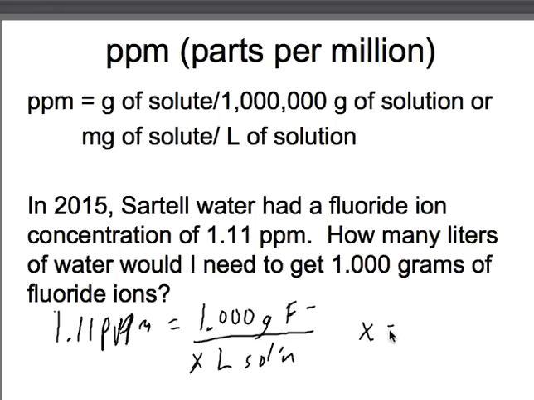If I want to figure out what x is, I'm going to have to multiply both sides by x. Let's just do that algebra real quick. Multiply both sides by x. And then if I want to get the x by itself, I'm going to take 1.000 divided by 1.11. And to get 1 gram of fluoride, I would need 901 liters of water. So it's not a lot of fluoride in all of our water, but there's some. That 1.11 is about the average measurement that was made in 2015.